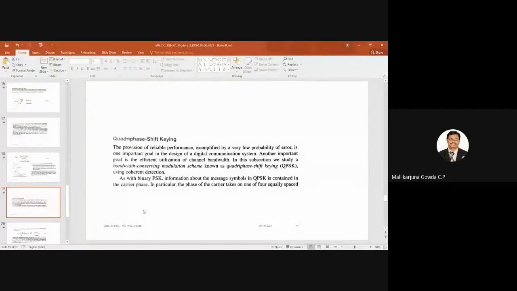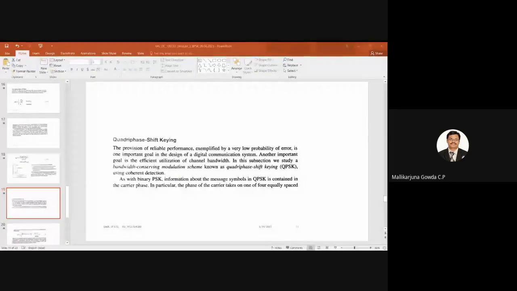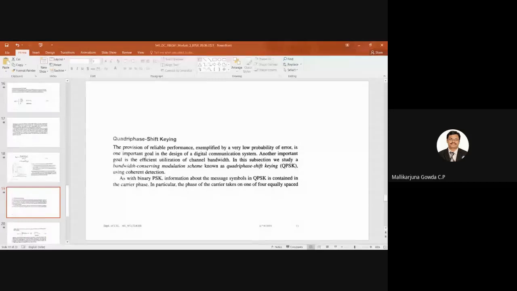I was saying, am I audible? Yes, sir. So in case of BPSK, I'm able to transmit only 1 bit per second, right? QPSK is known as a bandwidth conservation scheme, and let us see how many more bits I can transmit in case of QPSK. As already said, I will be able to transmit here 2 bits per second.